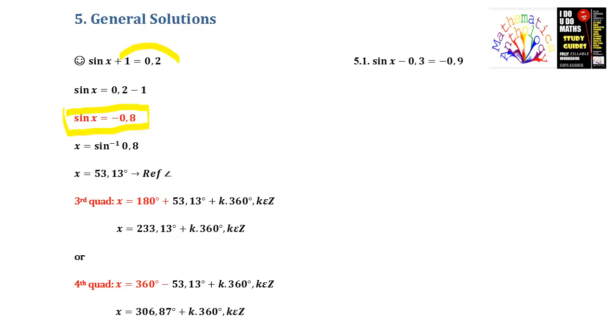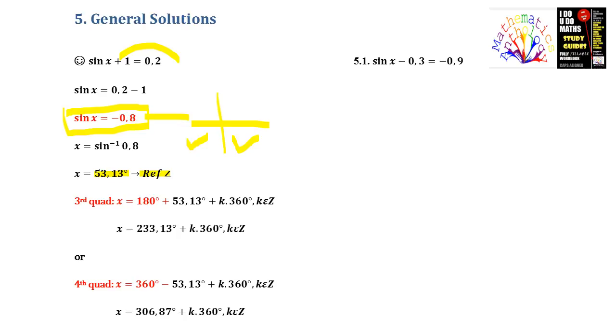We need to find our reference angle now, so we say that x = sin⁻¹(0,8), and that gives us a reference angle of 53,13 degrees. Now, because sine is negative here, in our CAST diagram, we need to identify the quadrants where sine is negative. I know that sine is negative in the third quadrant and the fourth quadrant.